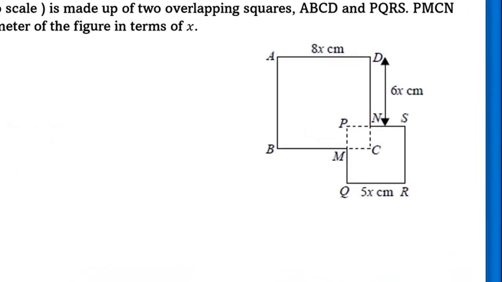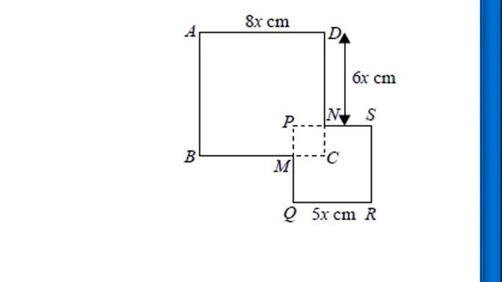As we can see here, AD is 8x centimeters. Since a square has all sides equal, all of the sides are 8x centimeters. But DN is 6x centimeters. So that must mean that NC is 2x centimeters.